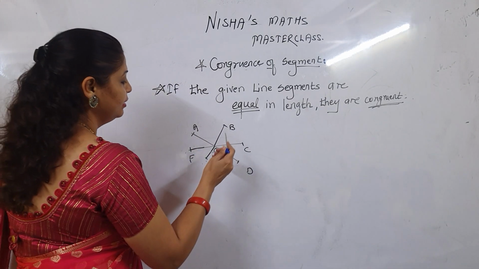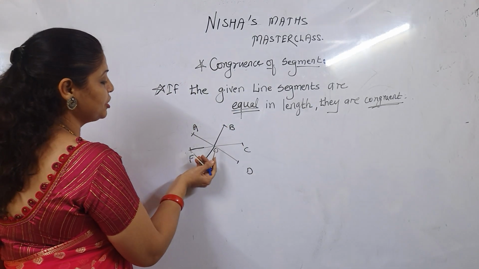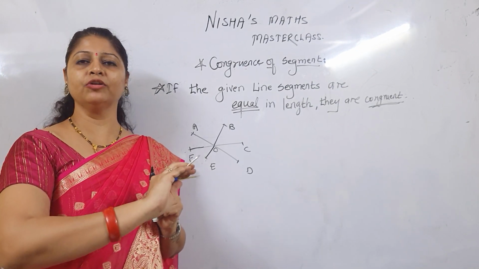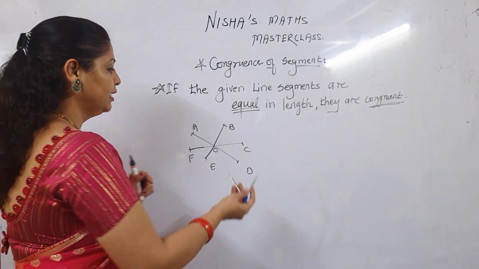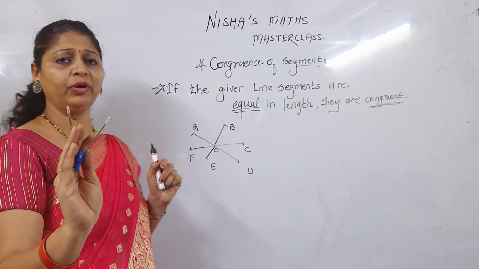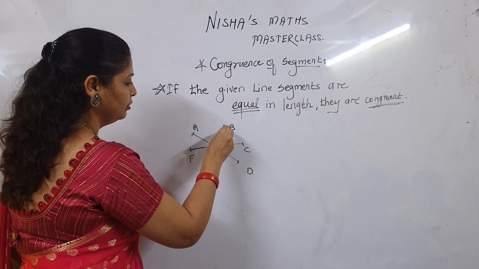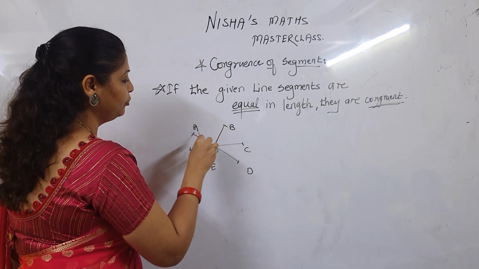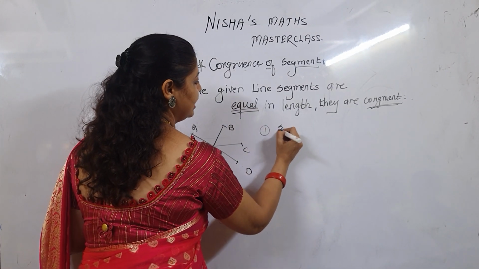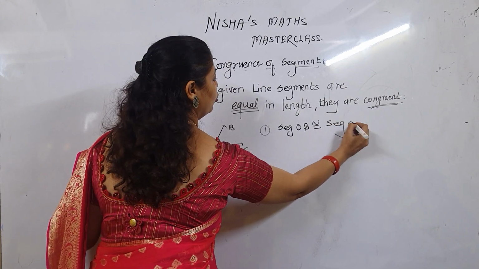Same like C, for example OC. Whatever the measurement is there, the same measurement we have to observe for the next line. If the lines are not equal with each other, those are not congruent with each other. Understand? Now see, OC is bigger than OF. So both are not congruent with each other. Understood children? Next, OB. Let me check with OB. See, this is our OB, and we have to check with OA. So how to write down the pair? Seg OB congruent seg OA.